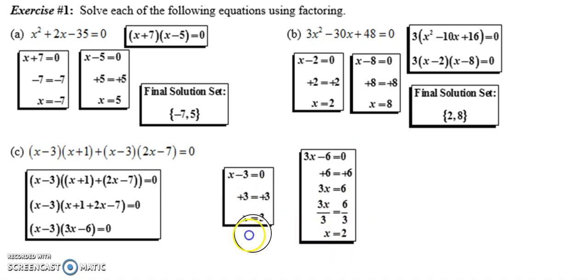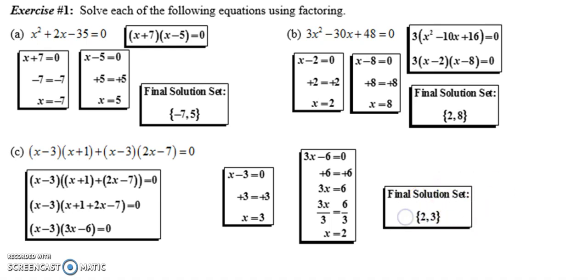There they are. This one is a little harder, so you should know that if there's a number in front of the x, it's going to lead to, not always, I apologize, a lot of times it leads to a fraction. This time it didn't. And our final solution. All right, so that was review. Hopefully it went okay for you.